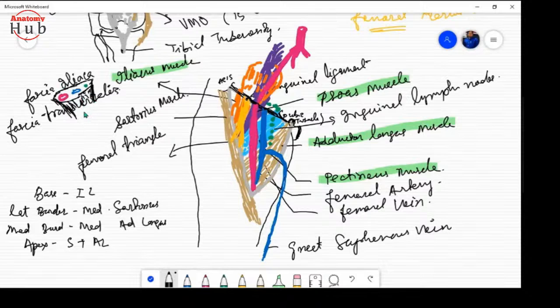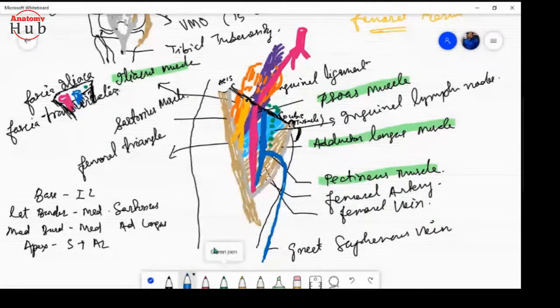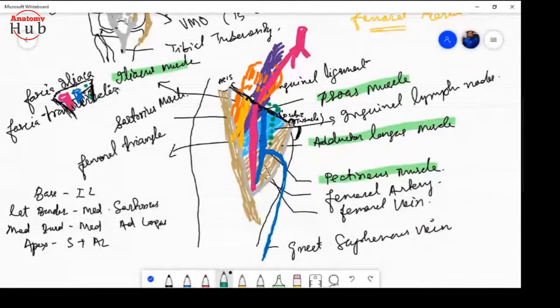Okay, so that means what? Here you will find the femoral artery. Here you will find the femoral vein. And here you'll find the lymph nodes. So all these three structures are encircled within a funnel shaped sheath.